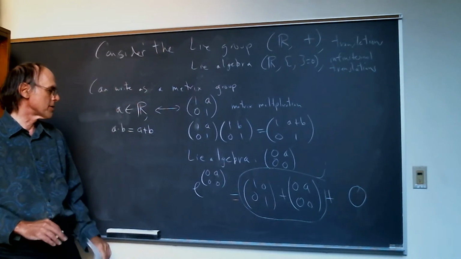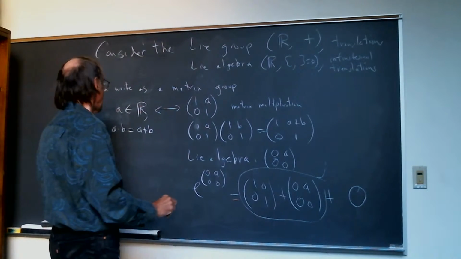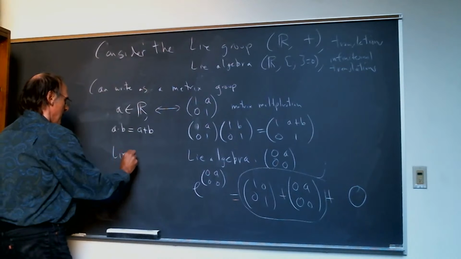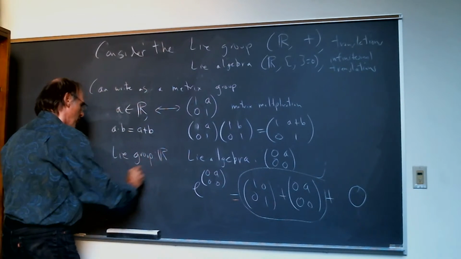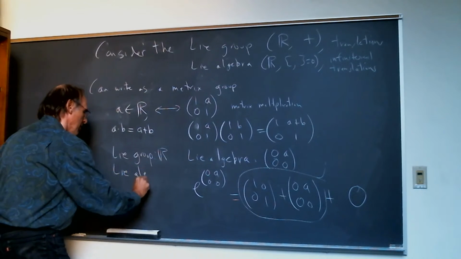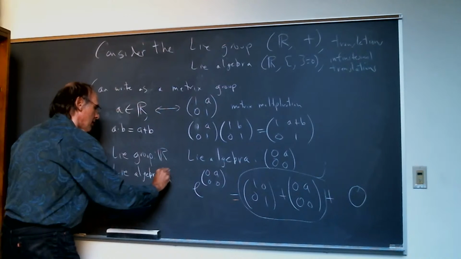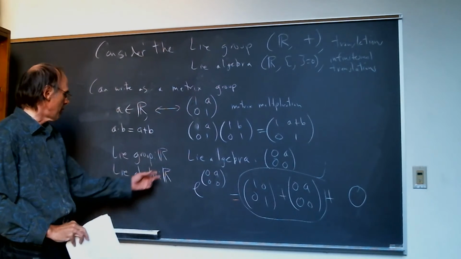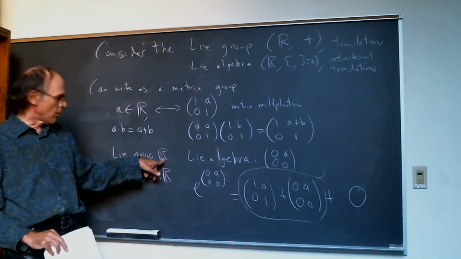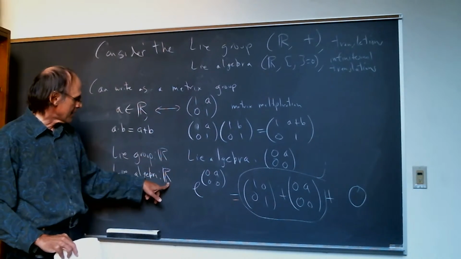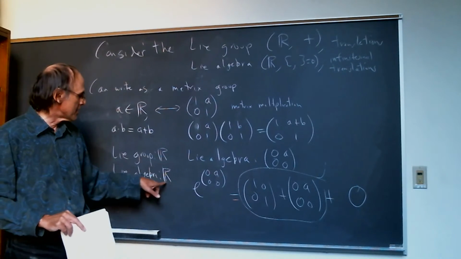But the thing that's a bit confusing is that the Lie group is R, the real numbers, and the Lie algebra is also R. Okay. But you have to realize that this is a group. It's got this additive group law. As a Lie algebra, this is just the Lie algebra with the Lie bracket 0.